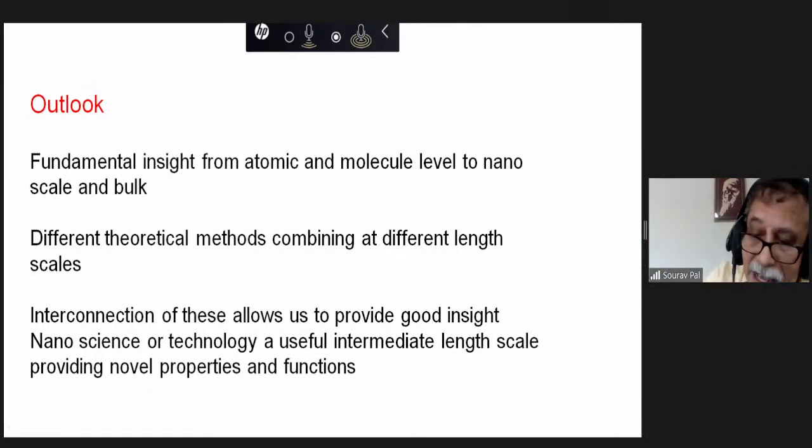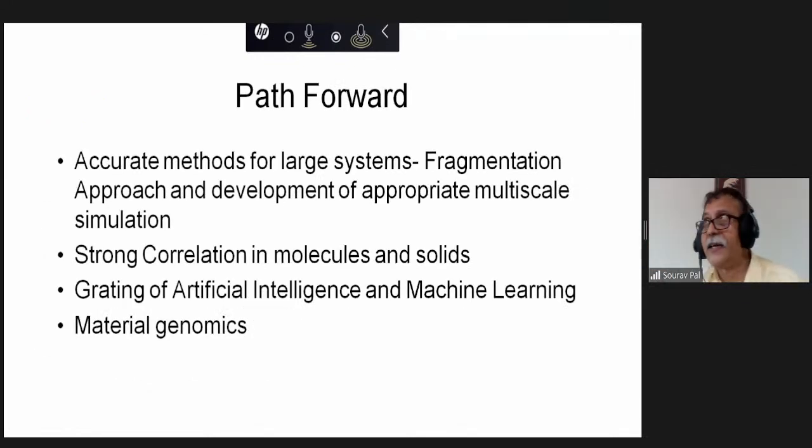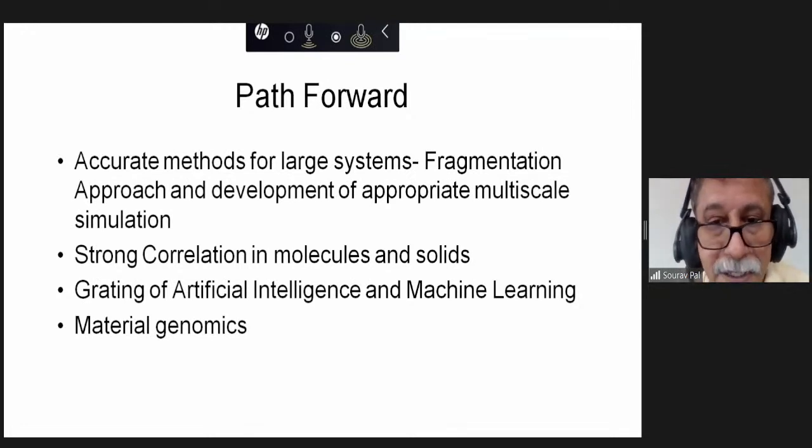But ideally, I would like to use a much higher level theory to develop this. So the path forward would be to develop accurate methods for large systems. One of the things that people can develop is a fragmentation approach. Of course, you can develop better multiscale simulations, with better approximations. You also need to do strong correlation in molecules and solids.